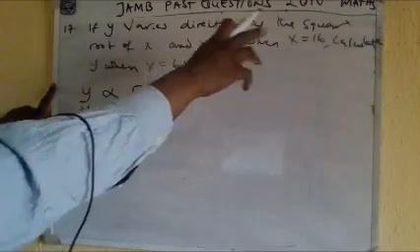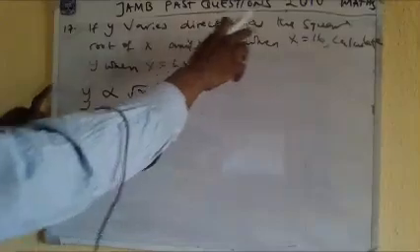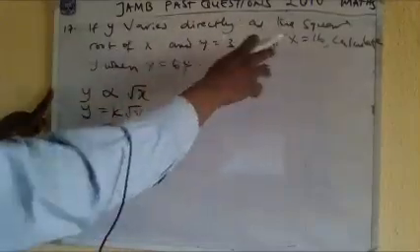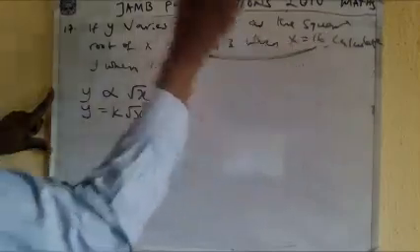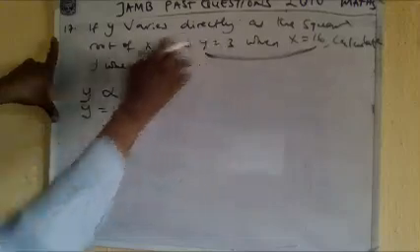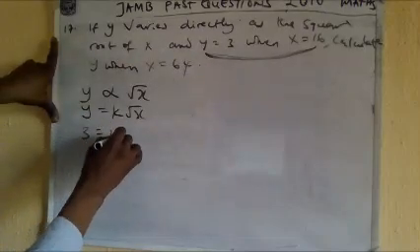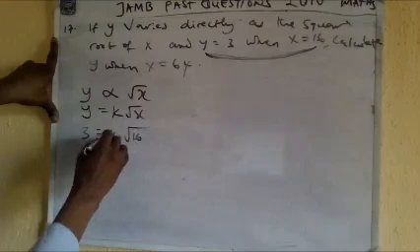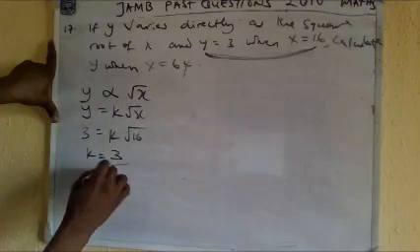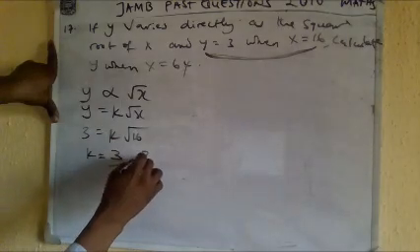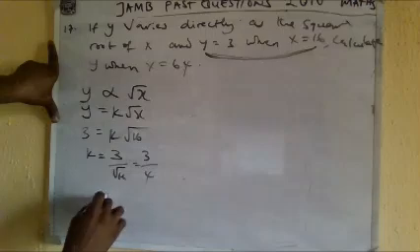Y varies directly as the square root of x, and y is 3 when x is 16. So at this instance, we can find k quickly. When y is 3, equal to k times root of x, and x is 16, k is equal to 3 over root 16. Root 16 is 4. So k is equal to 3 over 4.